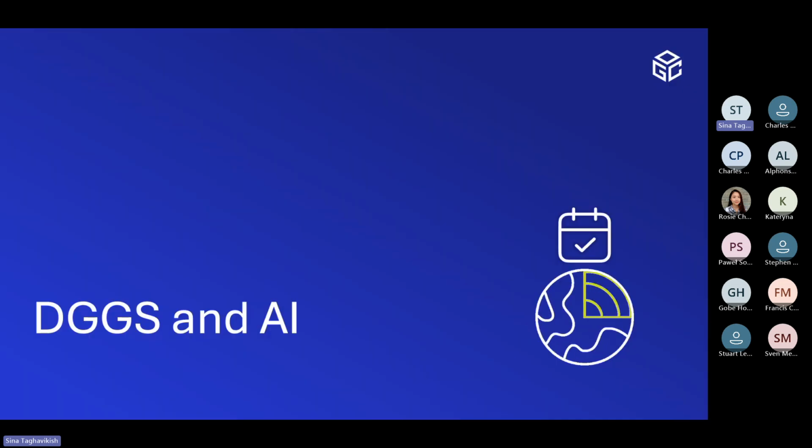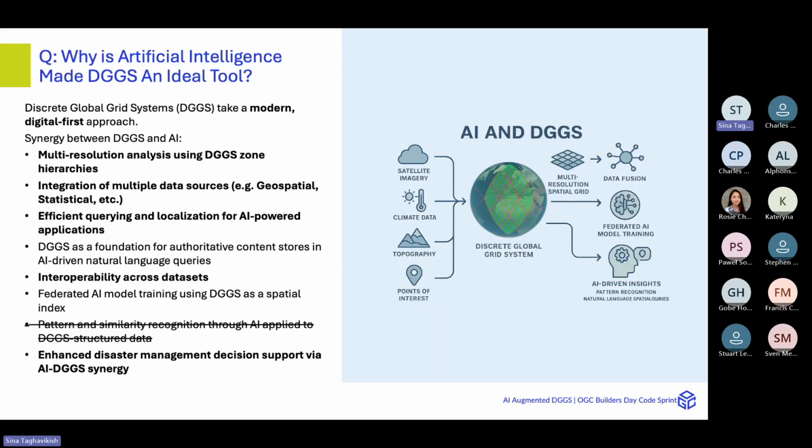And why is that? Because of AI. AI gave DGGS another force for becoming an important standard for our future. It's a multi-resolution analysis using DGGS zone hierarchies. It has the integration of multiple data sources, because you can have different data sources in a similar grid, and you can do those calculations very fast and effectively. And you can have efficient querying and localization for AI-powered applications.